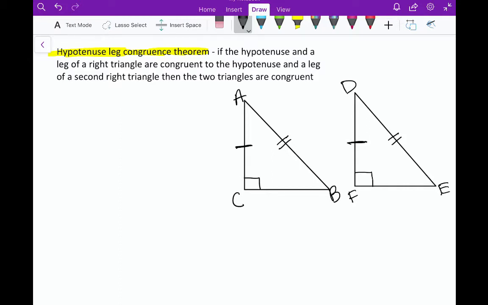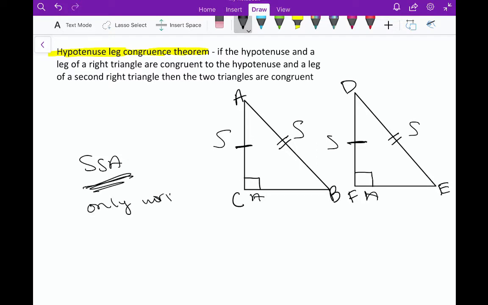So if you'll notice, the relationship here is that we have a side and an angle, okay? Side, angle. So side, angle does not normally work. It only works for right triangles. So just keep that in mind. Don't try to use SSA in your proof if you're trying to prove that triangles are congruent, because that's not a legitimate way to show that triangles are congruent.